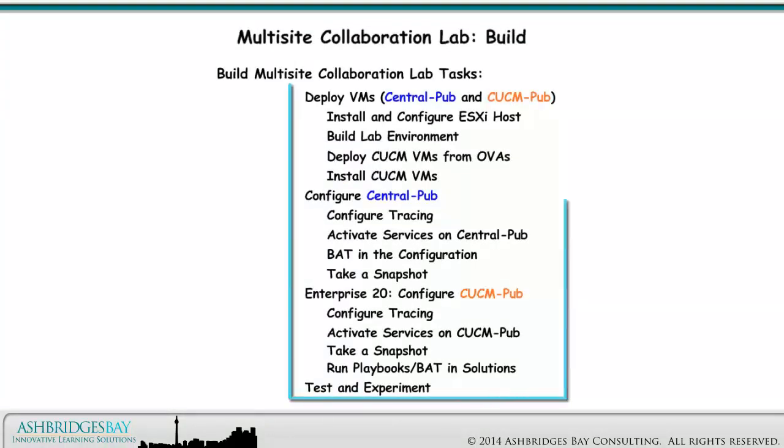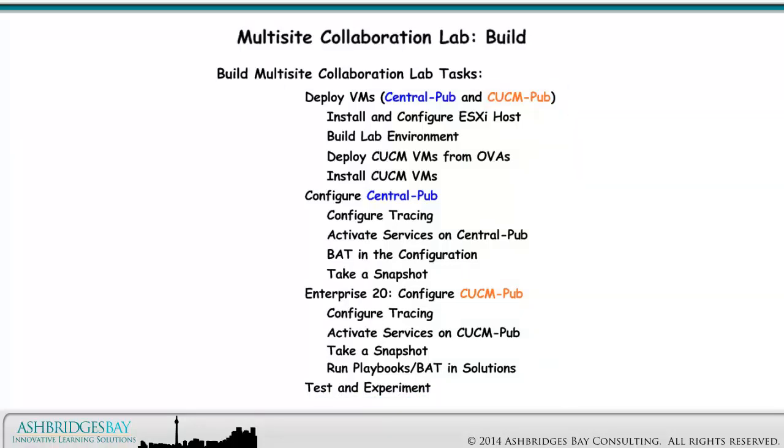Here are the tasks for building the Multisite Collaboration Lab. We've broken them up into 4 parts. Deploy VMs, Central Pub, and CUCM Pub. You need your 2 VMs installed and running. Configure Central Pub. This provides you with the multi-site PSTN simulation to use to test your Enterprise 20 configurations. Enterprise 20, configure CUCM Pub. This represents your Enterprise 20 cluster. And finally, test and experiment.